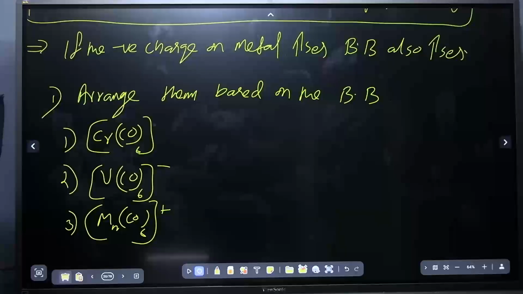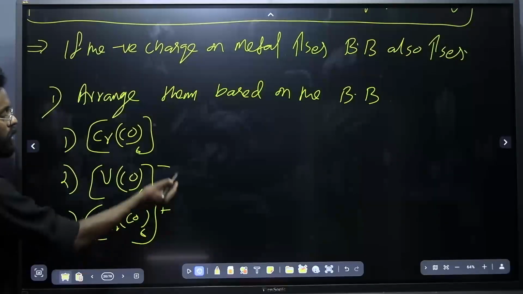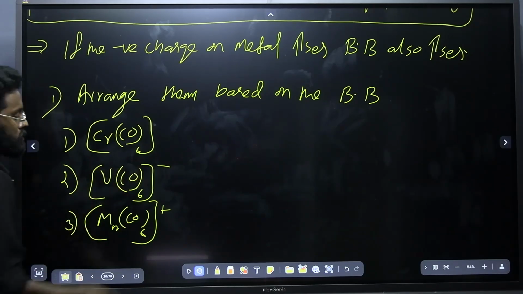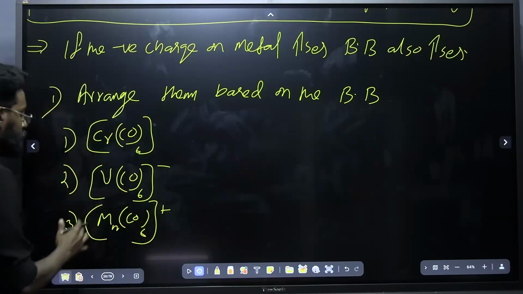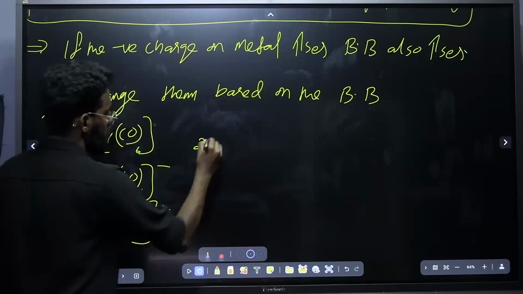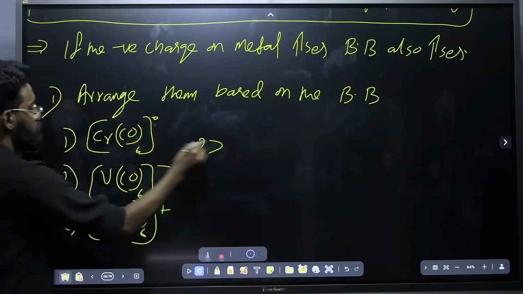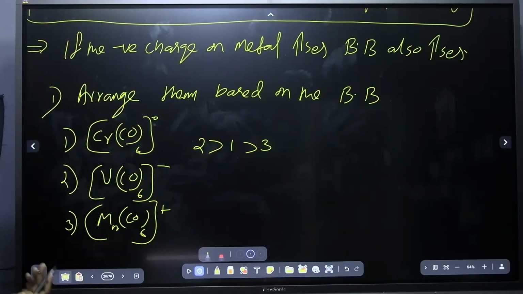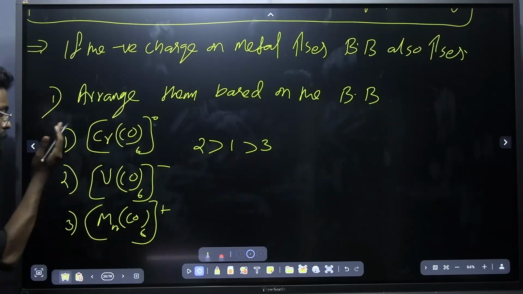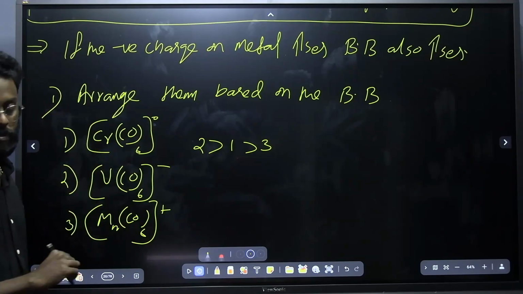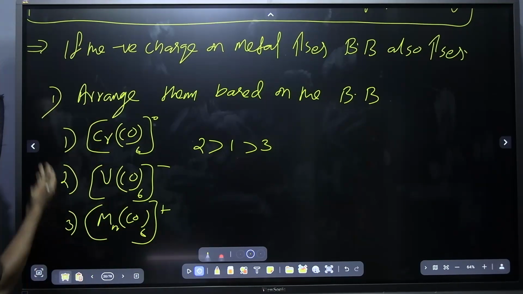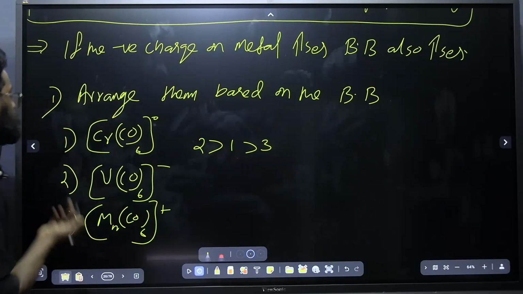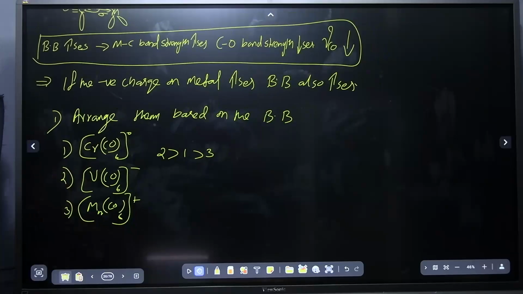I said back bonding will increase if the metal is having negative charge. So which among these has negative charge on the metal? Second one. Then comes a neutral one, that is first one. Then comes the last one. Very good Surabhi. Higher the negative charge on the metal, higher will be the back bonding, and higher will be the strength of metal carbon. Lower will be the strength of carbon oxygen. That's the point you have noted down in the case of synergic bonding.